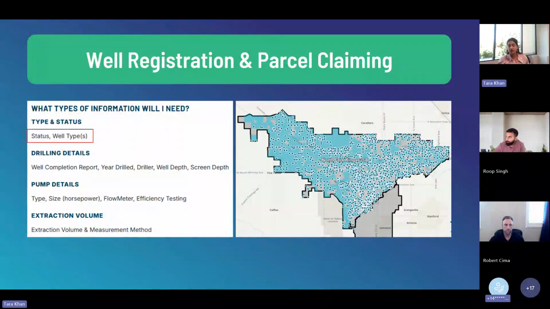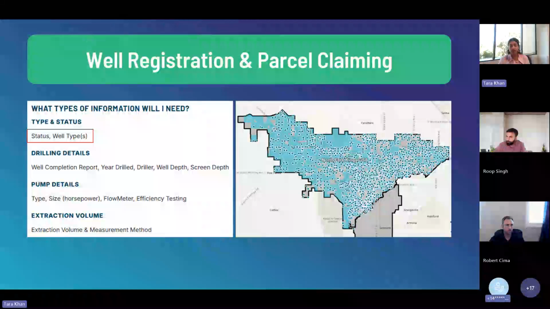So that comes from the county parcel data. To do that, there's going to be a GIS element to tie that well to a geographical location, and it will help you identify data gaps, right?